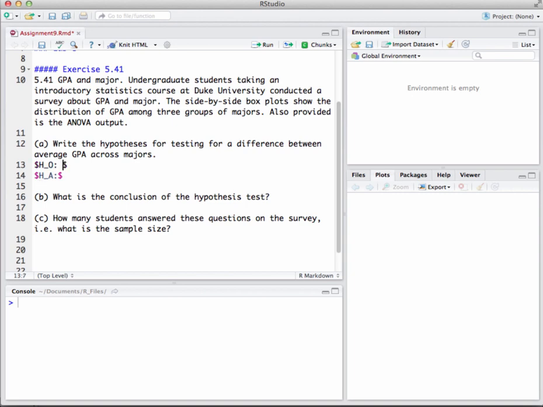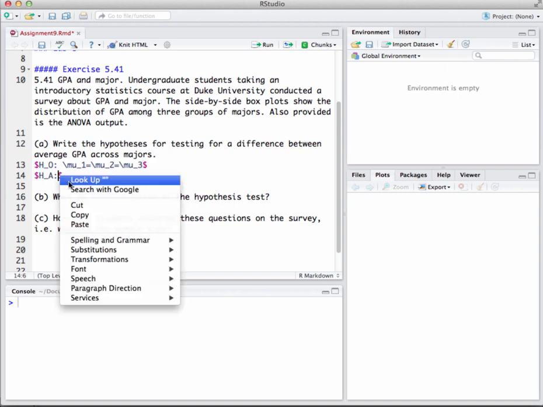So our null hypothesis is going to be mu1 equals mu2 equals mu3. Now, if you want, you can get a little more descriptive than that. You could put in social sciences, natural sciences, etc. for the subscript. Up to you, but boilerplate is mu, and there are three means, and the three means are equal to each other.